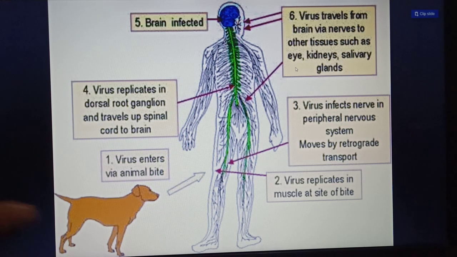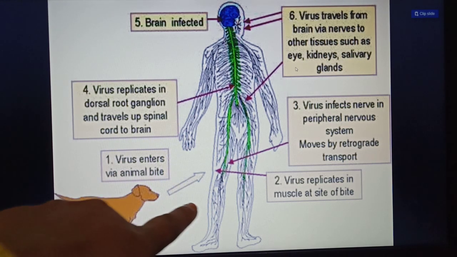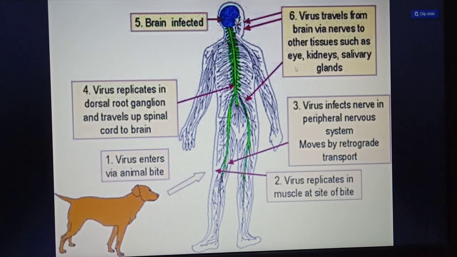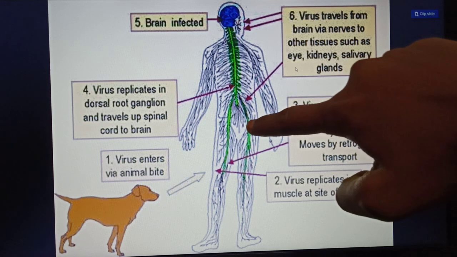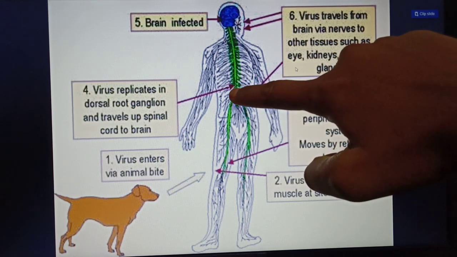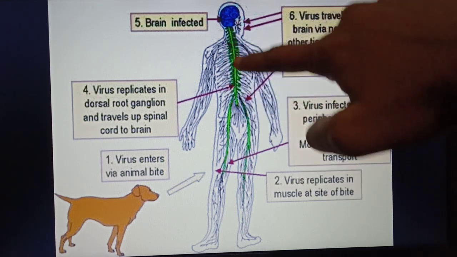See the first one, what is happening here? The virus enters via the animal bite. Okay, and after that, at the bite site, the second step is that the virus replicates. Okay, and it is transmitted through the peripheral nervous system, this green color. Okay, and where it is going to affect the central nervous system, ganglion, and spinal cord.